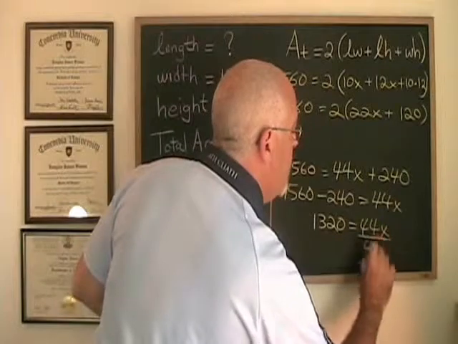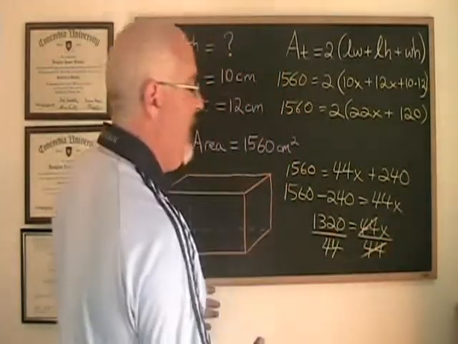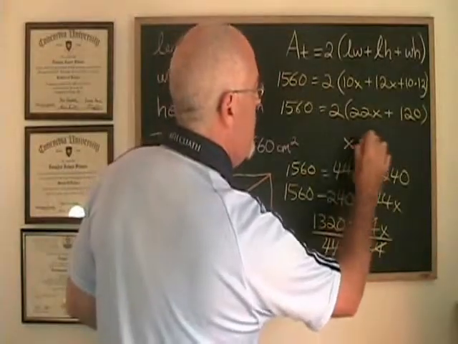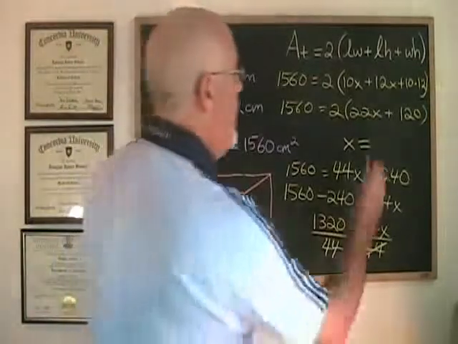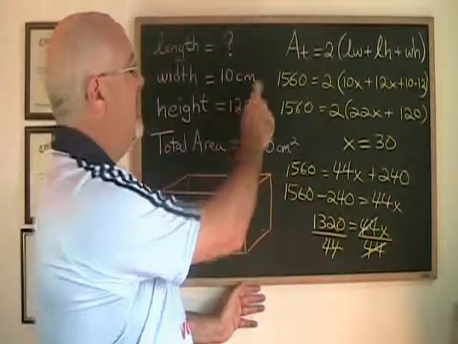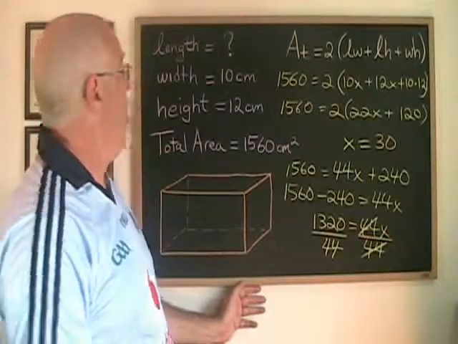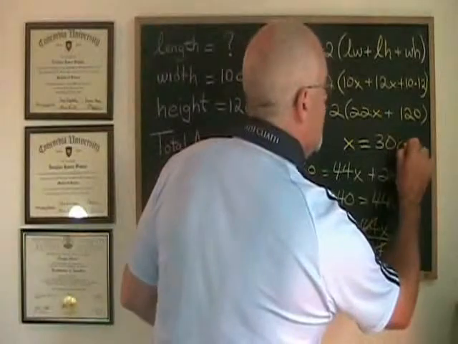And now dividing both sides by 44. These cancel. Our x is isolated. And 1,320 divided by 44 is equal to 30. Because our unit of measure was centimeters and centimeters squared, the length is a distance, so it will be measured in centimeters.